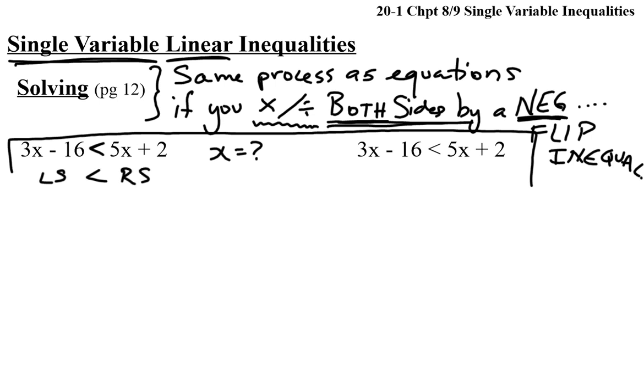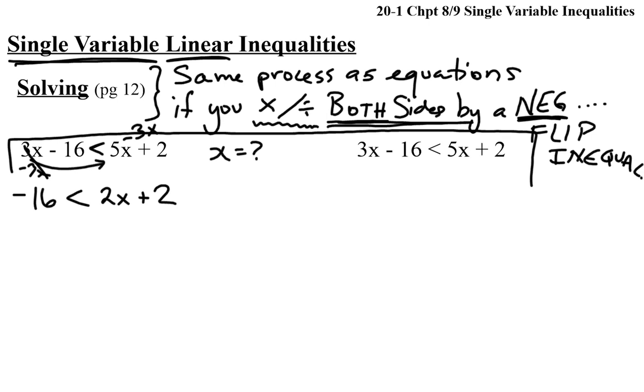There's values that will always make this 3x minus 16 smaller than the right side, 5x plus 2. So here we go, let's solve. Nothing changes. Going to move the 3x over to the right. If it's a 3x, I'm going to subtract 3x, subtract 3x. We're left with a negative 16. Keep the inequality sign. 5x minus 3x gives us 2x plus 2.